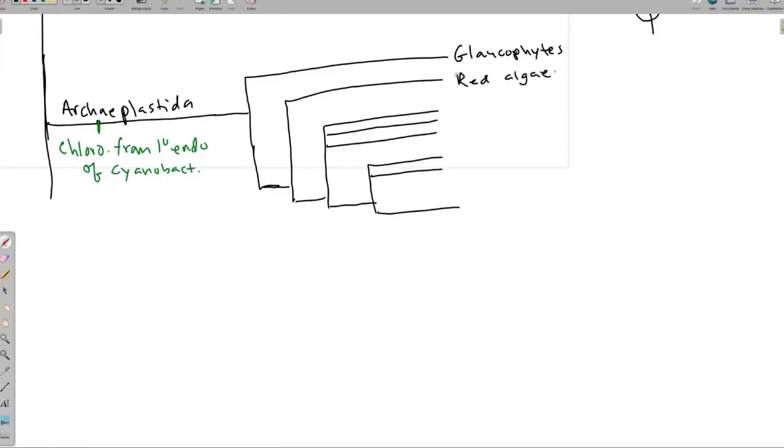Red algae. Then the major group that's called chlorophytes. And charophytes, it's a K sound.